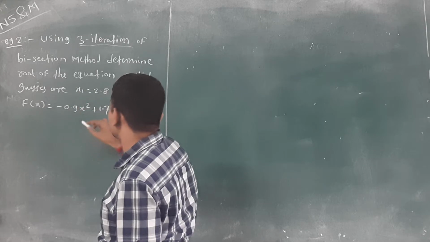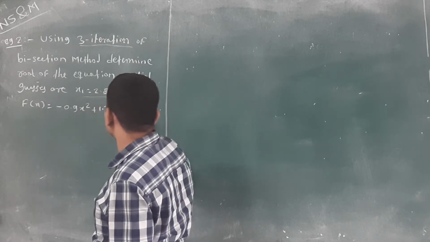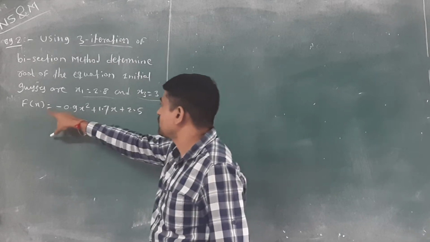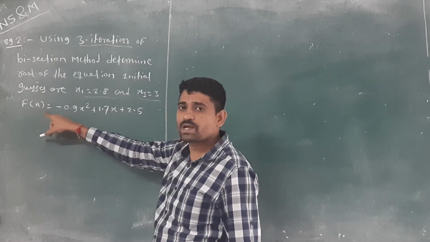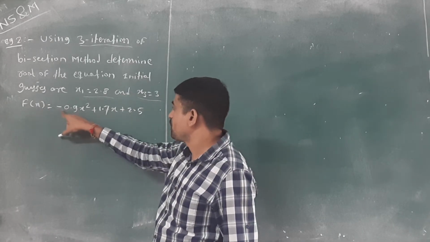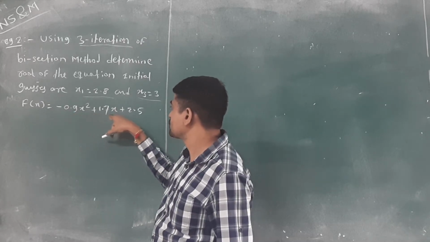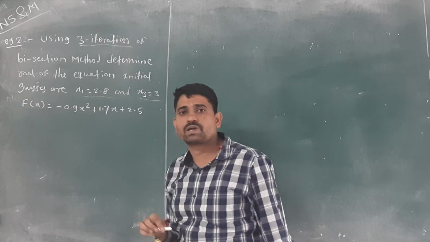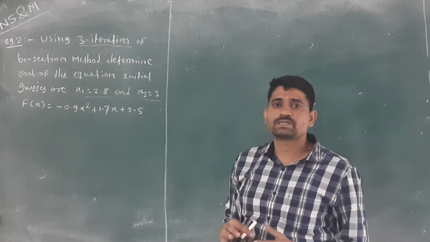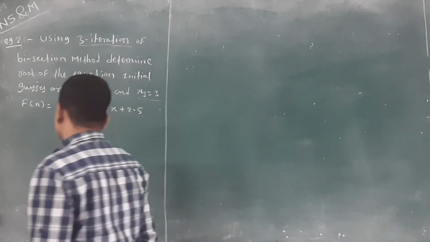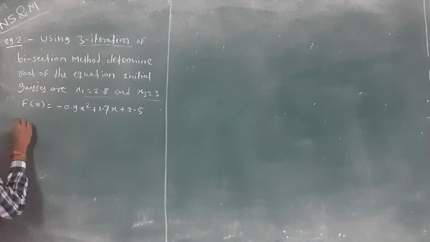Initial guesses are x1 equal to 2.8 and x2 equal to 3, and the function is given as f of x equals minus 0.9 x square plus 1.7x plus 2.5. This is the given problem statement. We'll see what data is given in it.